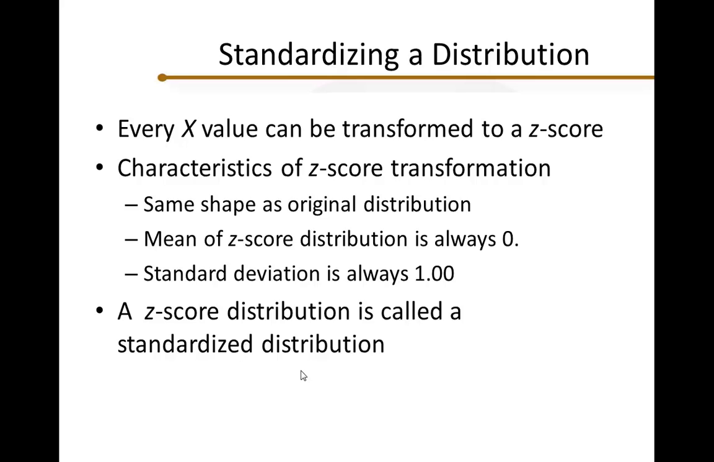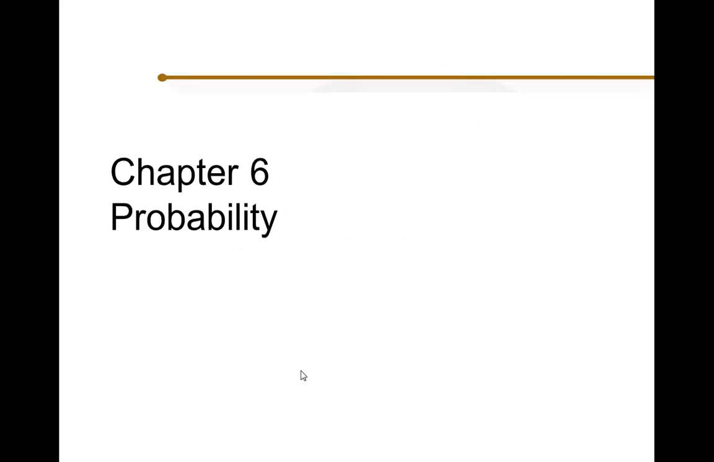So every value, think of it with the exam scores, every value can be transformed to a z-score. The characteristics of when you do that: if you transform all your scores into z-scores, you get the same shape as the original distribution. The mean of the z-score distribution is always 0, and the standard deviation is always 1. A z-score distribution is called a standardized distribution.